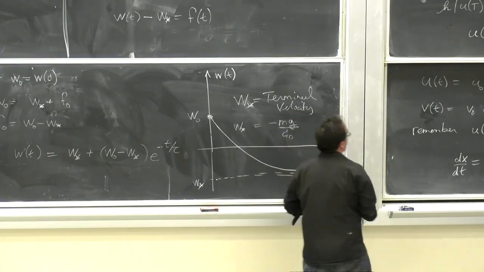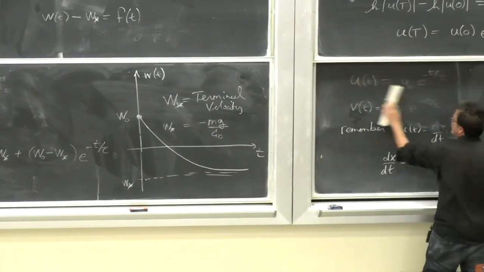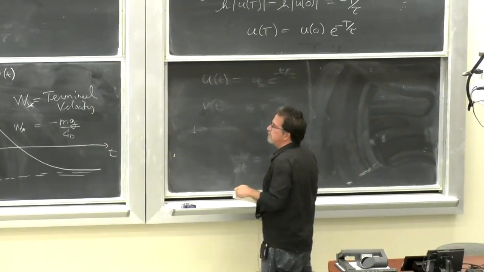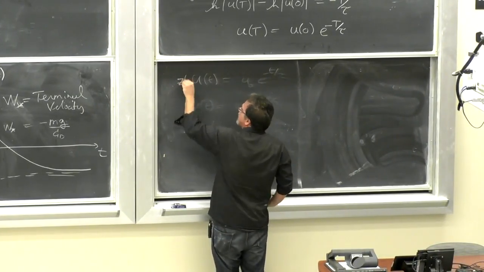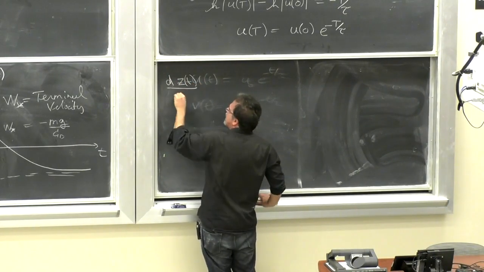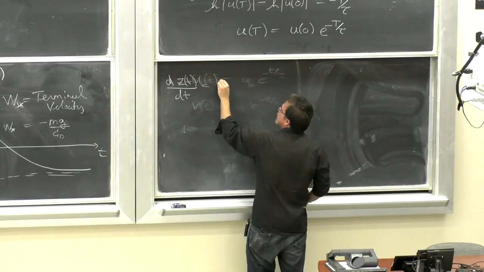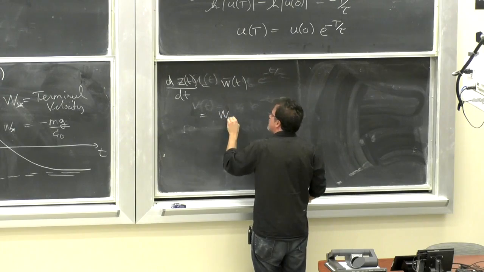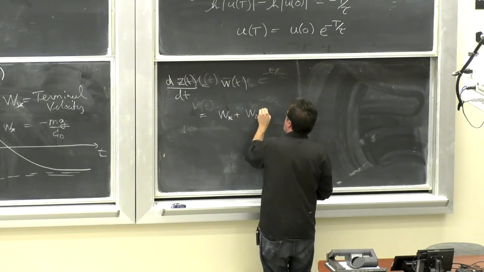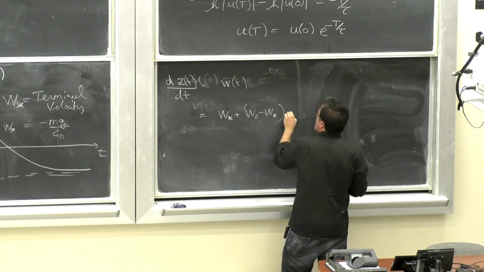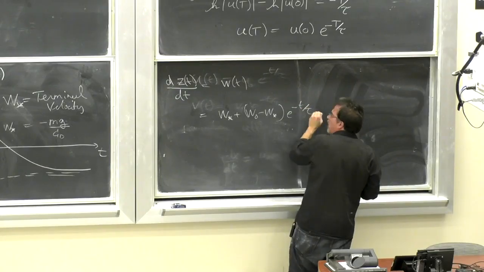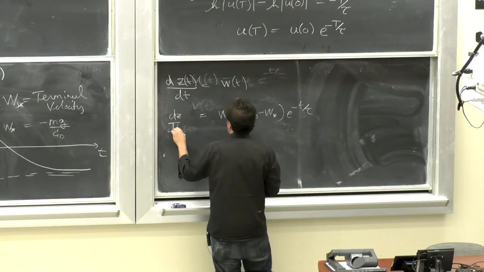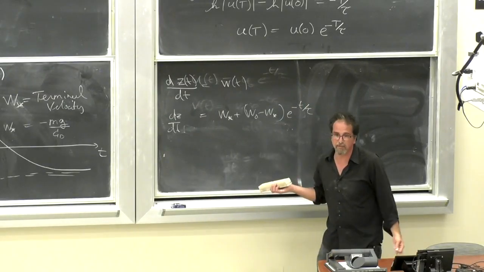Now I'm going to go one step farther to get my z of t, right? What's my z of t in all of this? My z of t, again, dz/dt is equal to w of t. And now I know my right-hand side, which is w star plus w0 minus w star e to the minus t over tau. So dz/dt equals this. Now I just got to take the antiderivative of this, okay?